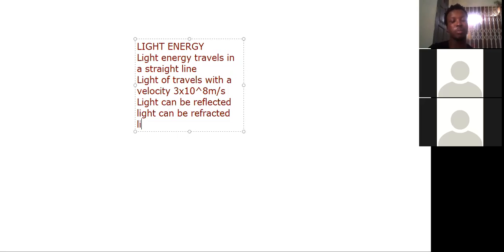Light energy can be deflected. When I say deflection, I'm talking about the passing of light energy through an opening, a small opening or an aperture, or the spreading of light energy when it passes through an aperture or a small opening, which is what we call diffraction. So light energy can be diffracted.